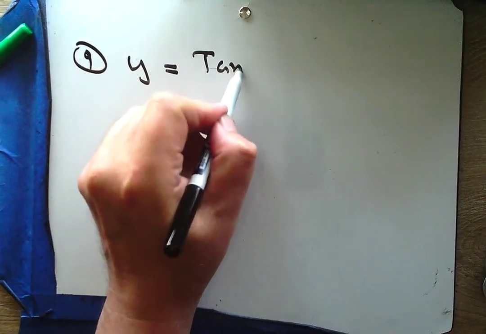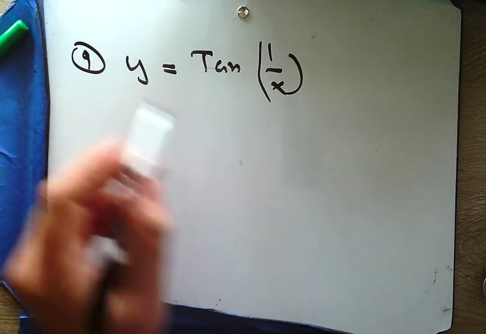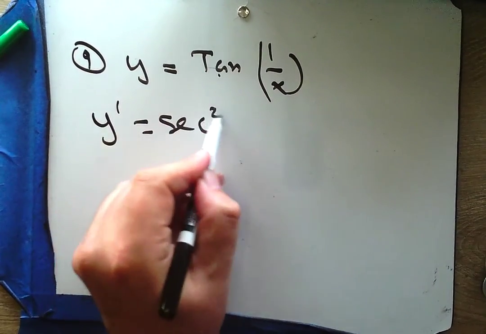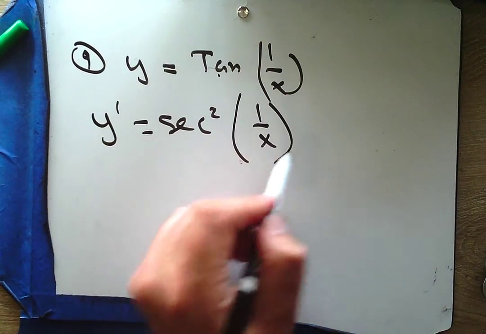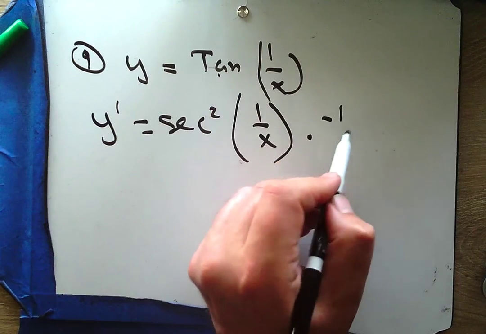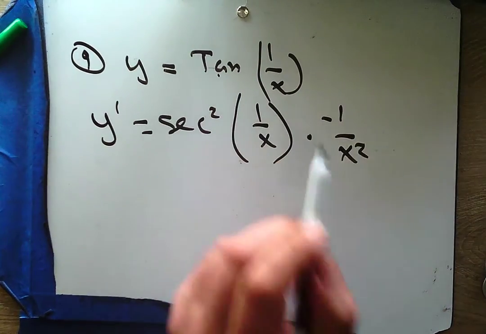9. Y equals tangent of 1 over x. So y prime then? Well, derivative of tangent is secant squared. Leave the inside alone. Don't forget to come back and take the derivative of that inside function. Now, how did I get that?